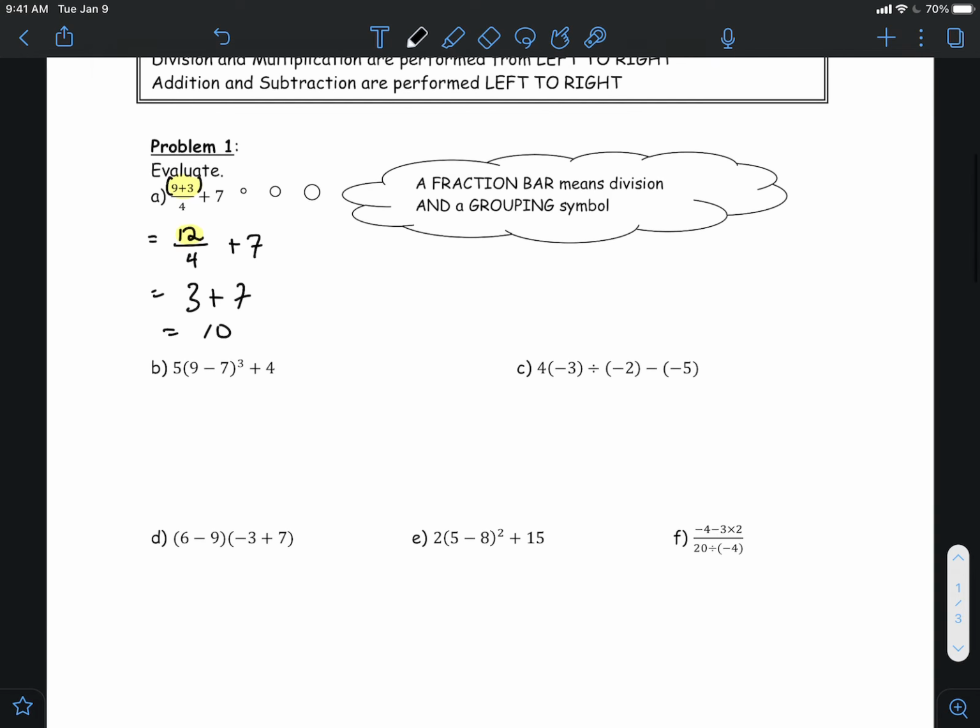So, let's go down to B here. What are we going to do here? You always think back to your BEDMAS, right? So you're going to think, yeah, 9 minus 7. Okay, let's do the 9 minus 7. So we're going to rewrite this. 9 minus 7 is going to turn into the 2 cubed plus 4.